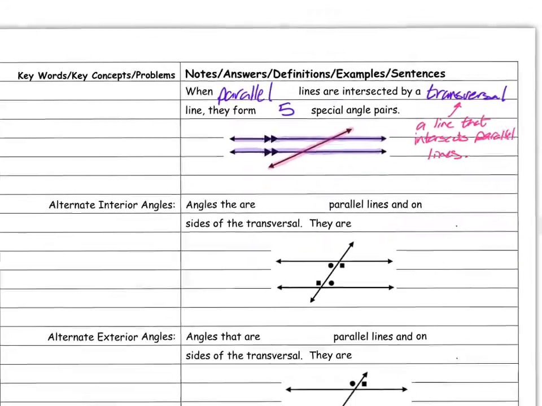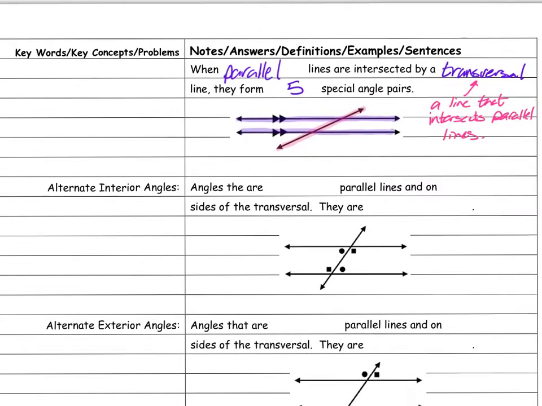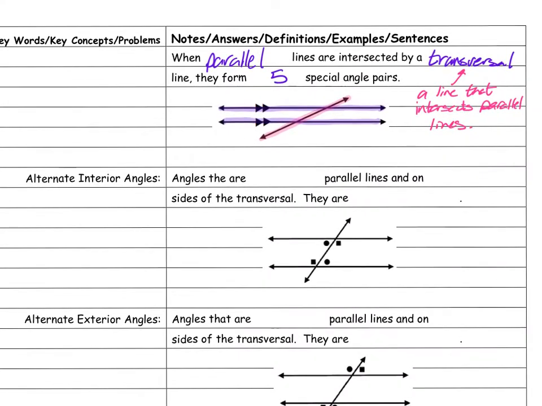So the first one is called alternate interior angles. Angles that are inside parallel lines and on opposite sides of the transversal. They are congruent.